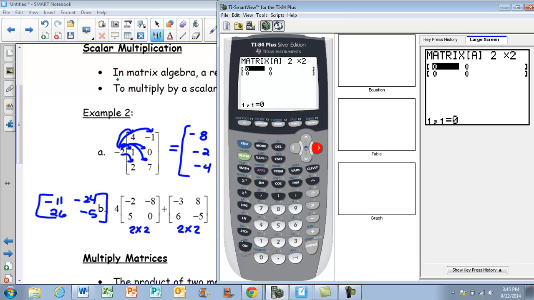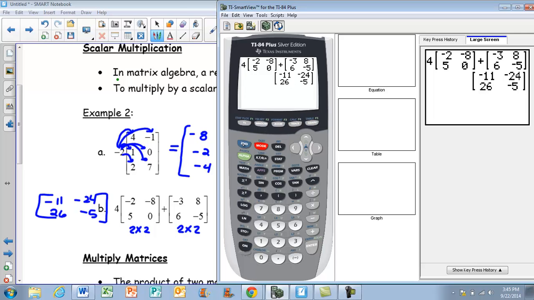So again, I'm going to enter the same information and we're just going to do the same problem all over again. So I have -2, -8, 5, and 0. Hit enter here. Okay, so now I go second quit.